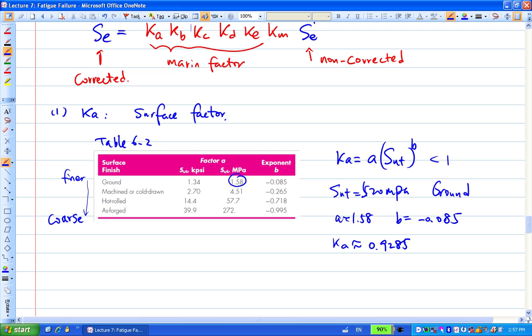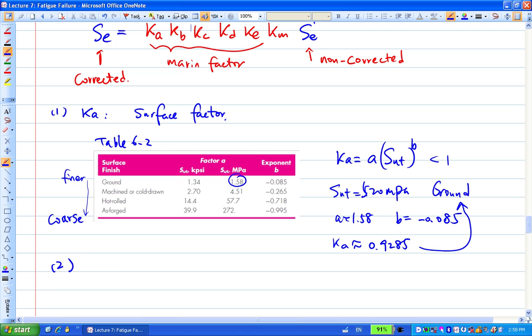If you use your calculator, given the same Sut but maybe it's machined, the second one here, the Ka will be approximately 0.86, so it's decreasing, right? Okay, so this is for ground. If the Sut you're working on, or the question, is in the standard unit, then you're going to use this one for the A value. Okay, so that's the surface factor.